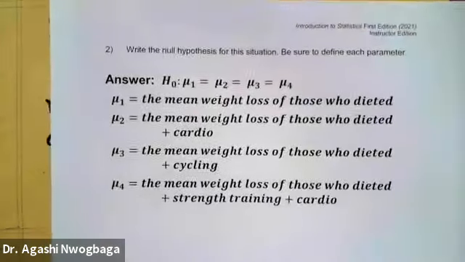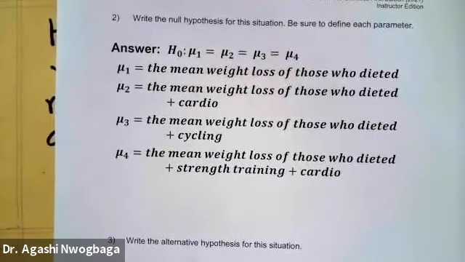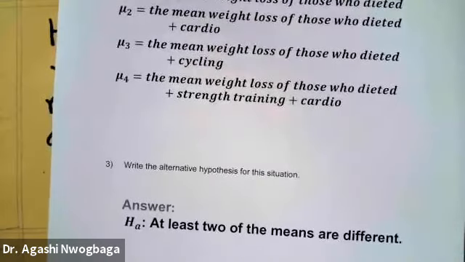Now, number 2, write the alternative hypothesis for this situation. The alternative hypothesis, HA, is at least 2 of the means are different. It doesn't mean all 4 means are different. It says at least 2 of the means are different.